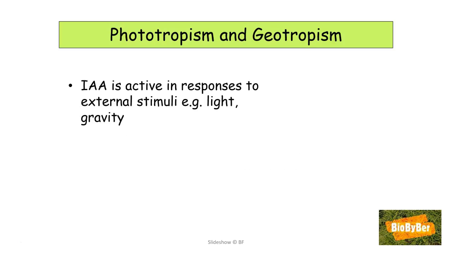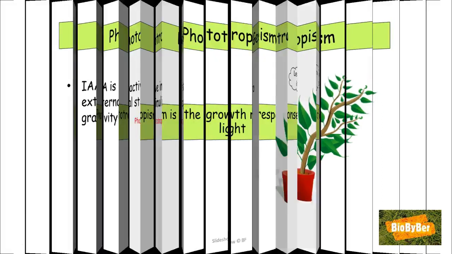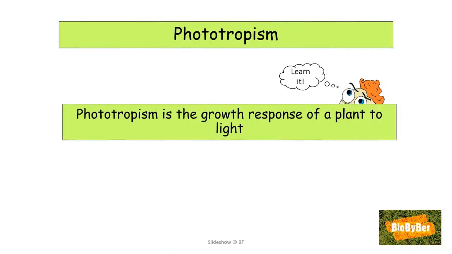Now, IAA is active in responses to external stimuli, for example, light and gravity. You might remember phototropism and geotropism. Can you recall from a previous video the definition of phototropism? Remember, we had to learn it. Phototropism is the growth response of a plant to light. This light is usually unilateral light or unidirectional light, meaning that it comes from one side.